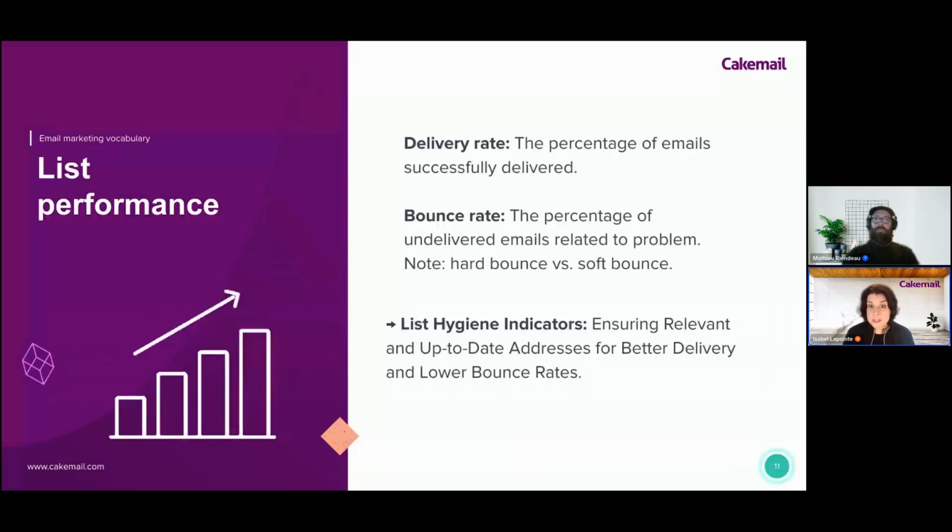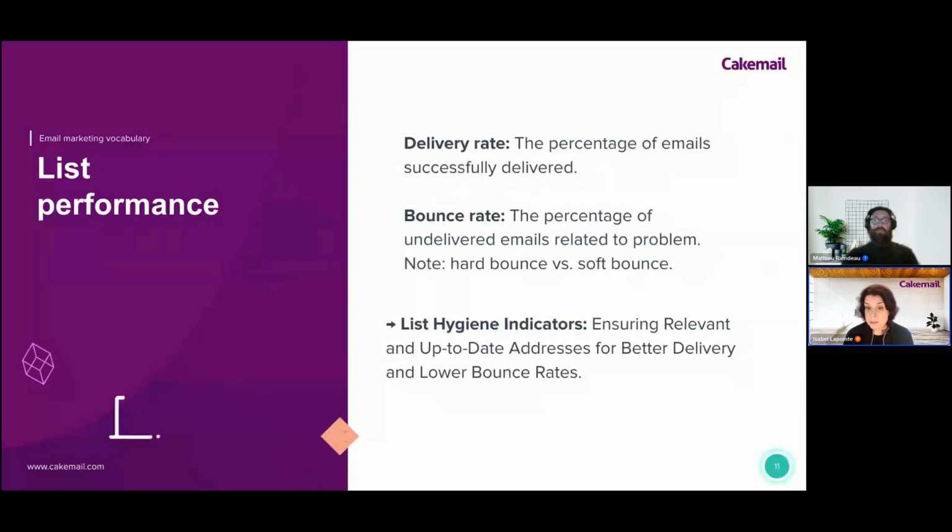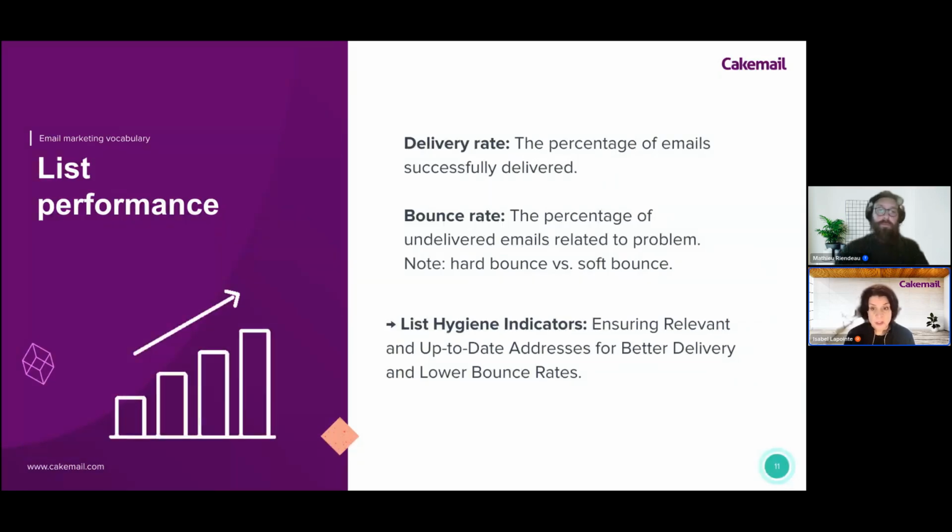The list performance. The delivery rate is the percentage of emails that are successfully delivered, meaning there are no technical issues. The ones that are not delivered make up the bounce rate, the percentage of emails that have not been delivered for different issues. So those are the indicators of list hygiene.